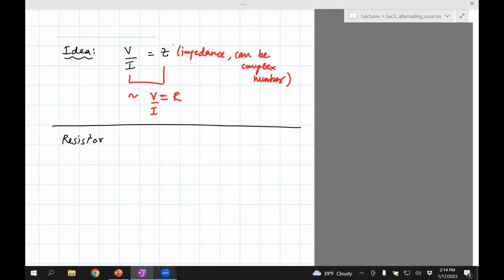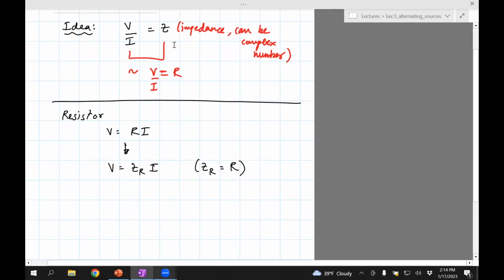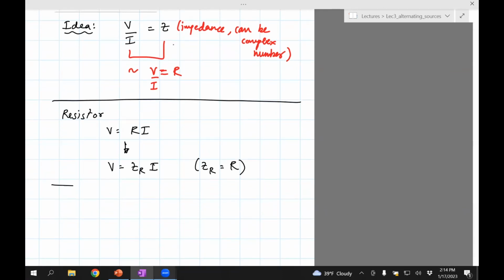Let's start with the resistor. For a resistor, we know that V equals Ri. So if you want to put it in this form, we can write this as ZR times I, where ZR, the impedance for a resistor, is simply R. The impedance of a resistor, which is similar to a resistance, is simply constant, and it is R. Okay, next, let's do this for an inductor.